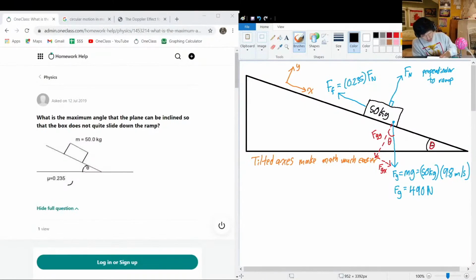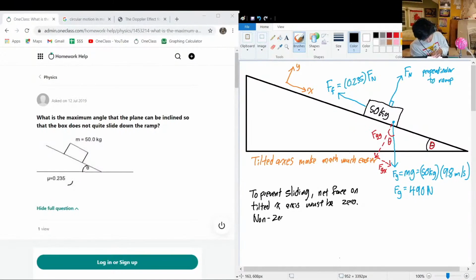Okay, so to prevent this from sliding, it's back to action here. So to prevent, angle, or nope, net force on tilted x-axis must be 0. Non-zero means slipping.